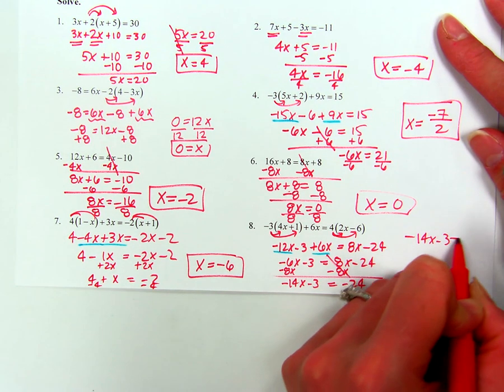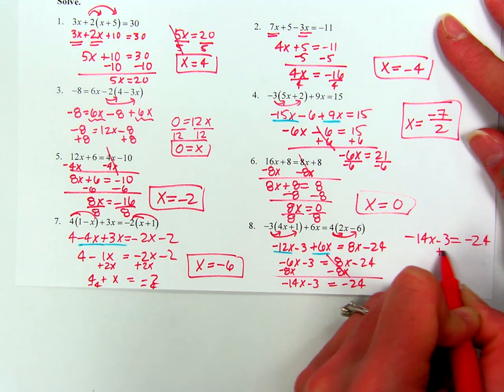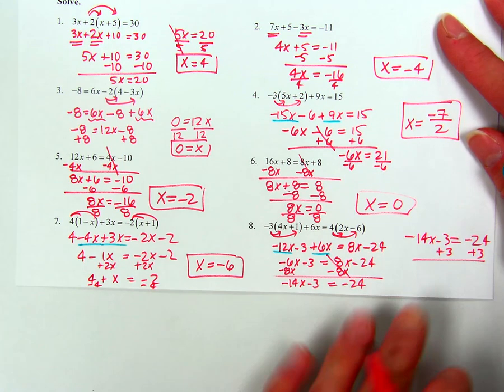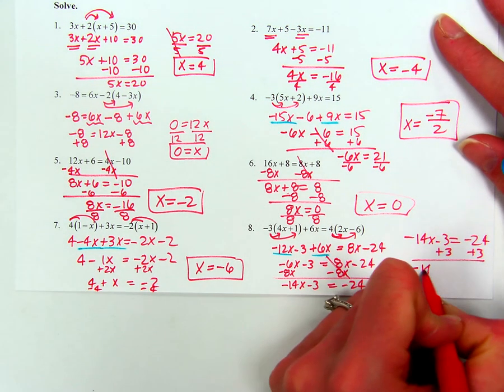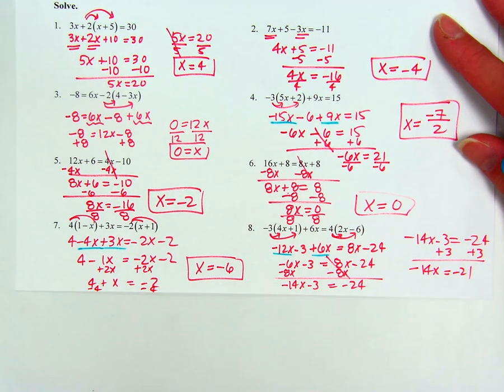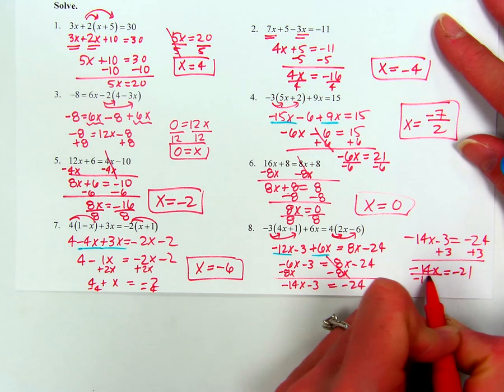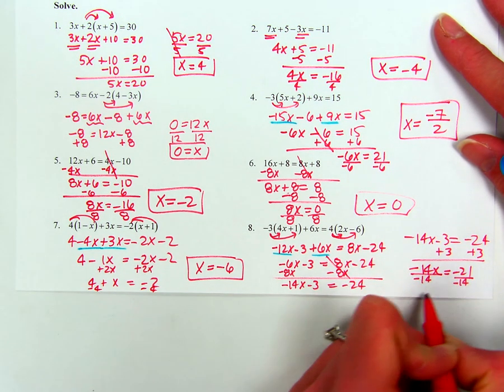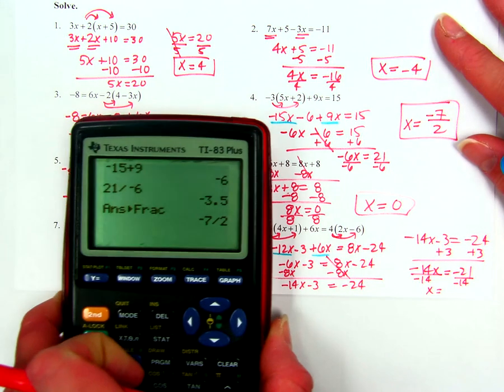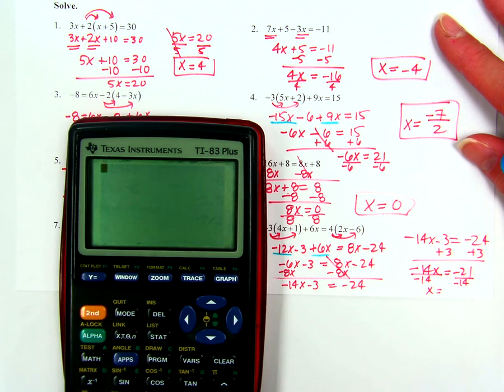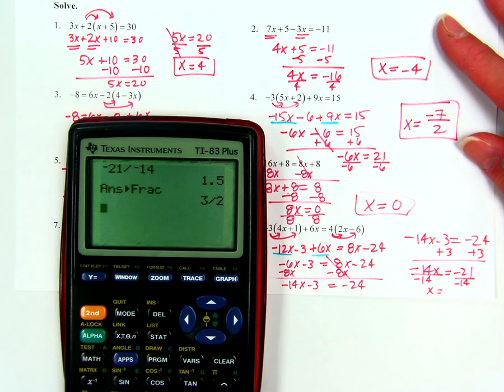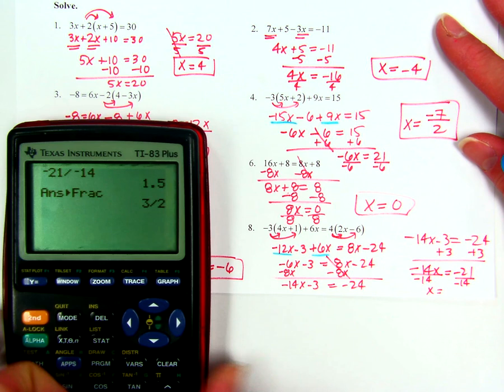I'm just going to rewrite it up here. I'm going to undo my negative 3 by adding 3. So I have negative 14x equals negative 21. And then I'm going to divide by negative 14. Now again, that doesn't come out even. So I'm going to do negative 21 divided by negative 14 and change it to a fraction so I get 3 over 2.